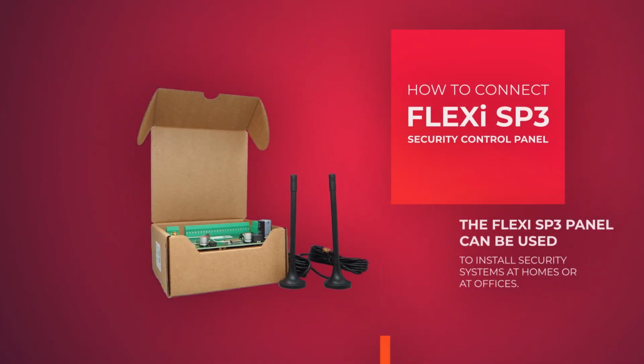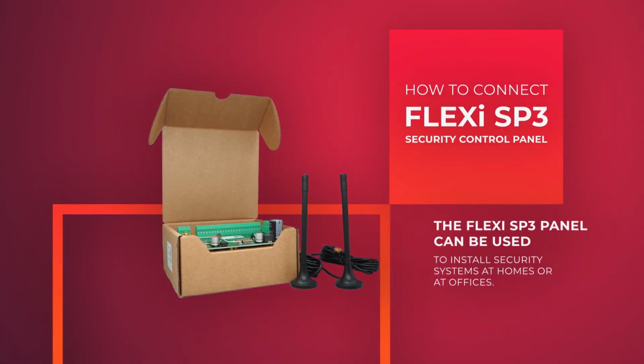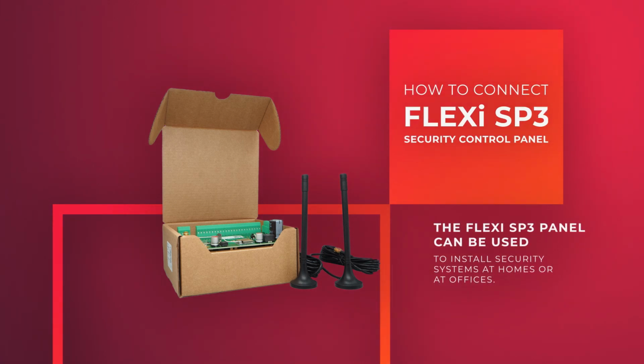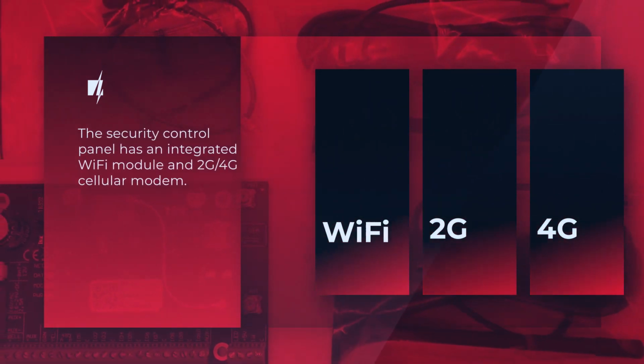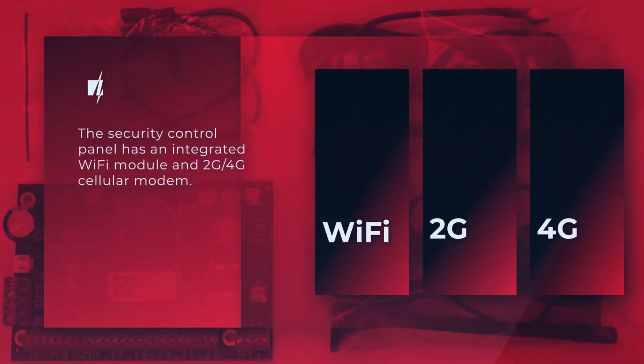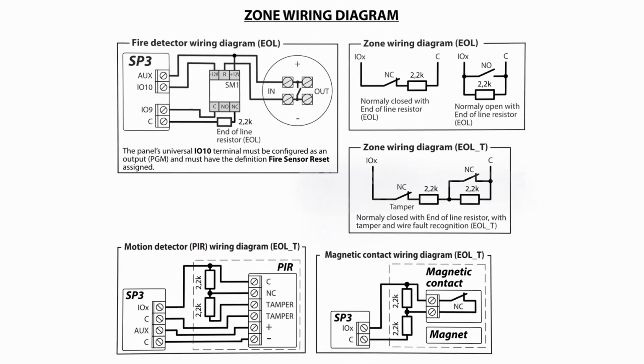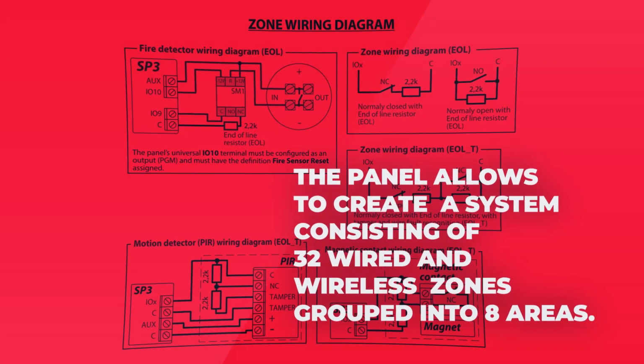And welcome. This video will show you how to connect TRIKDIS GSM FLEXi SP3 to Protegus app. The FLEXi SP3 panel can be used to install security systems at homes or at offices. The security control panel has an integrated Wi-Fi module and 2G, 4G cellular modem. The panel allows to create a system consisting of 32 wired and wireless zones grouped into 8 areas.